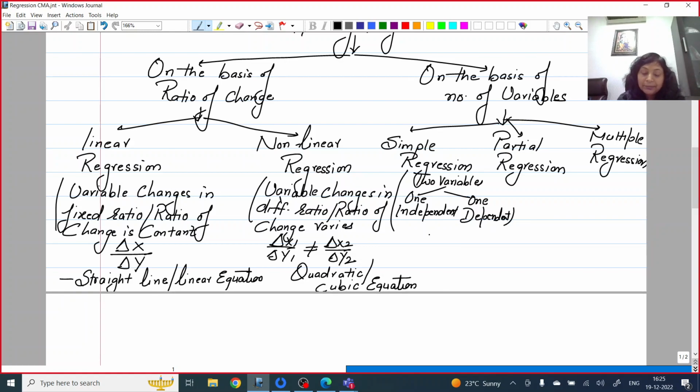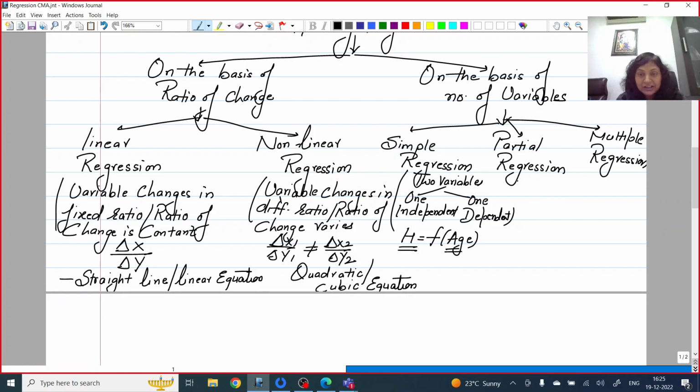For example, you can say height is a function of age. So height is basically determined by age. There is no other factor. Here age is independent and height is dependent. So this is called simple regression.